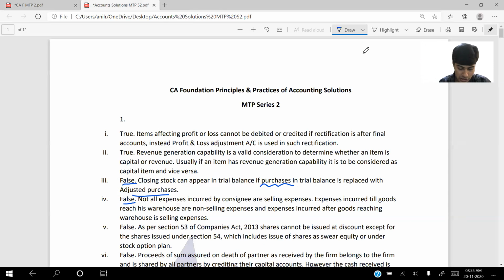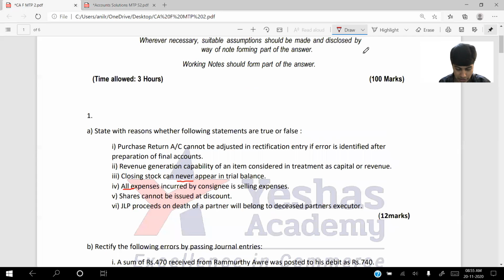Have a look. Section 53 of the Companies Act says that shares cannot be issued at discount except for the shares issued under Section 54. So Section 54 is an exception to Section 53. So can shares be issued at discount? Yes. Under which section? Section 54. Can all the shares be issued at discount? No. Usually, no. Let us go to the next one.